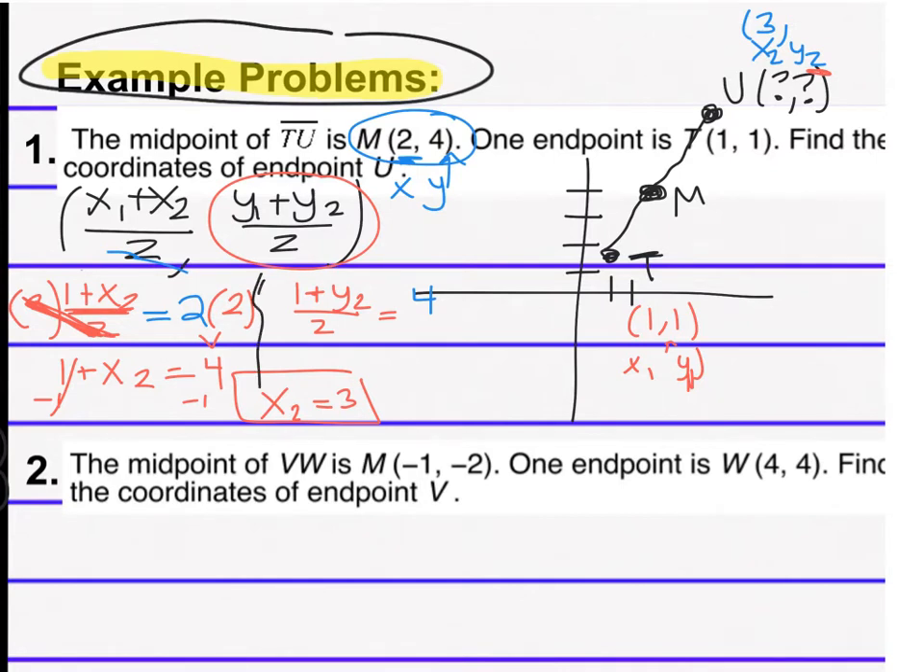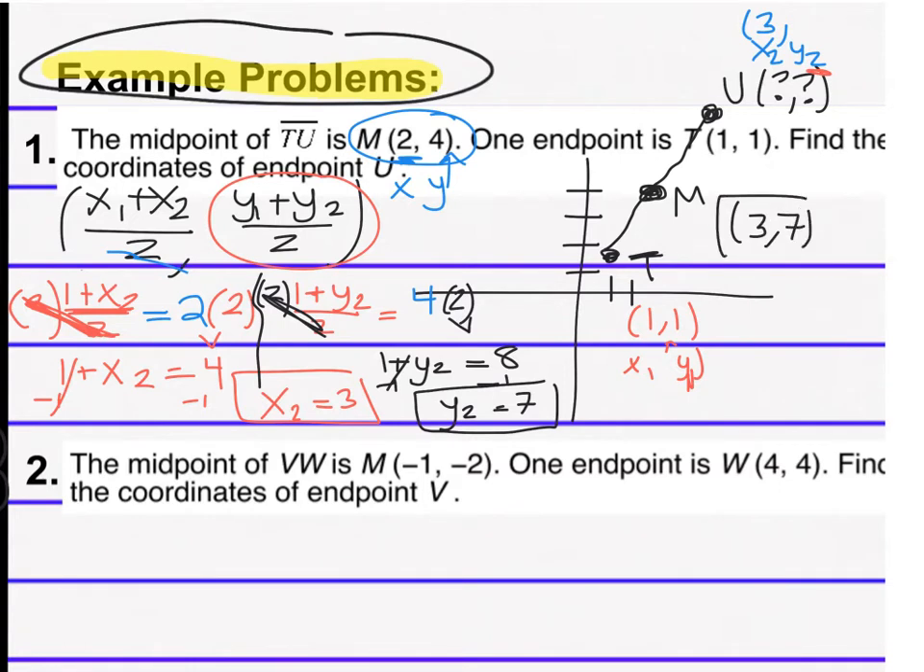Okay, I'm going to multiply by 2 to undo a fraction. Multiply by 2. Whatever you do on one side, you do to the other. So I have 1 plus y2 equals 4 times 2 is 8. Let's minus 1. My y2 is 7. So my answer is (3, 7), which definitely seems plausible if I look at my graph for where that point would be.